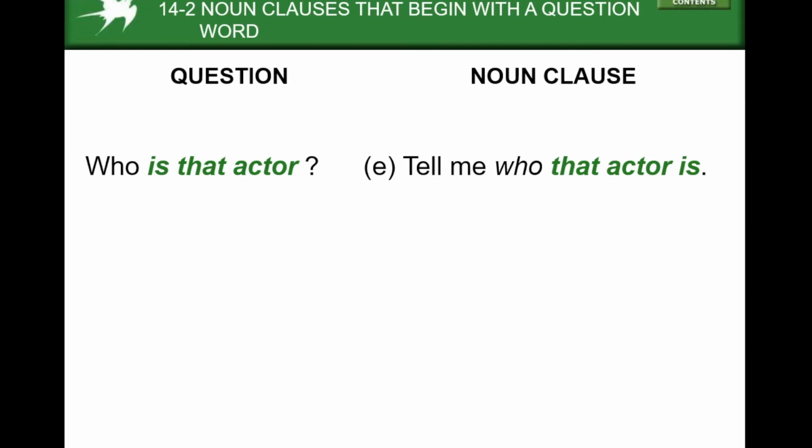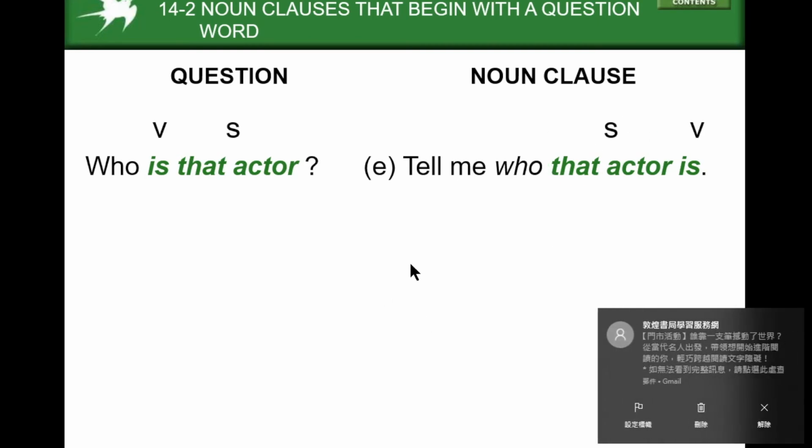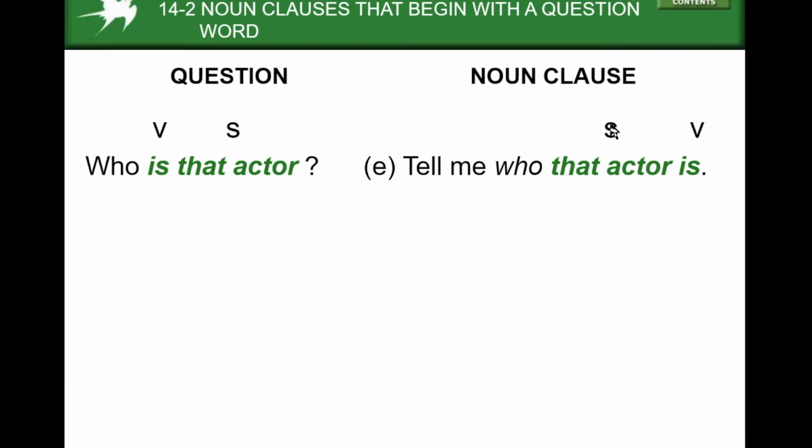Let's look at more examples. Our question is, who is that actor? When it is a noun clause, we need to change it into a sentence word order. So you'll say, tell me who that actor is. From a question to a sentence, we change verb, subject into subject, verb.